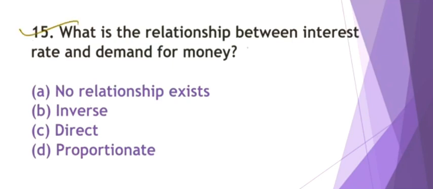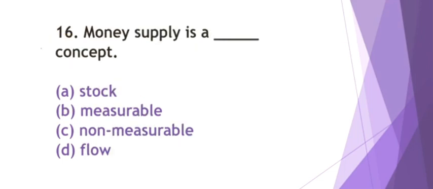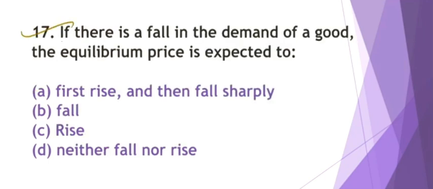15. What is the relationship between interest rate and demand for money? Option number B, inverse. 16. Money supply is a dash concept. Option number A, stock. 17. If there is a fall in the demand of a good, the equilibrium price is expected to? Option number B, fall.